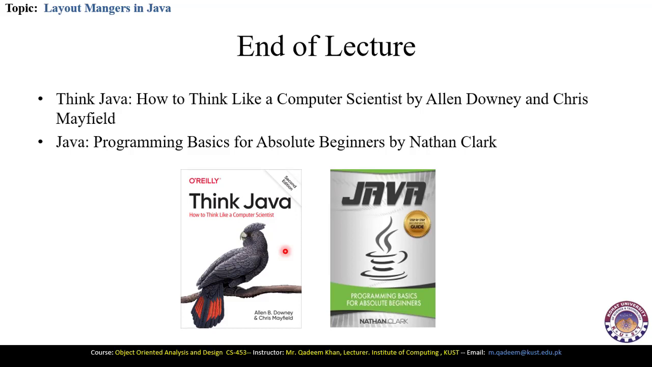Dear students, these are 2 books. You have to study these 2 books. These are very important books and quite easy. The first book is Think Java, How to Think Like a Computer Scientist by Allen Downey and Chris Mayfield. And the second book is Java Programming Basics for Absolute Beginners by Nathan Clark. So you have to study these 2 books for more concepts.